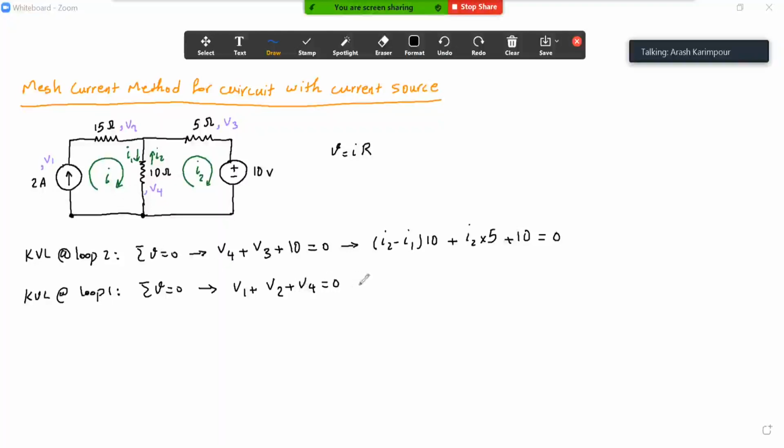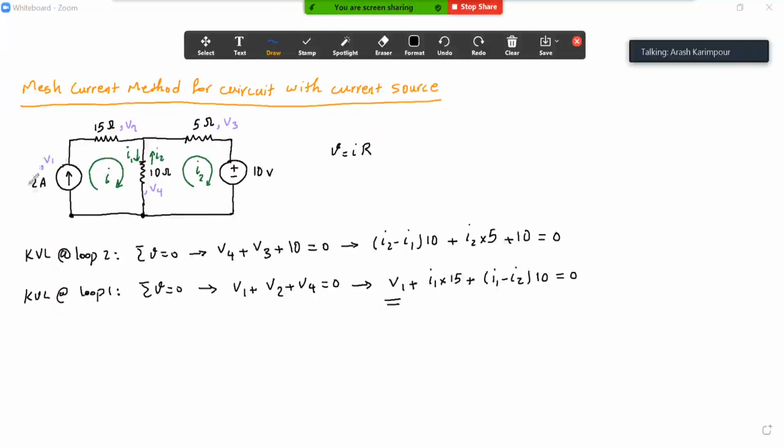The problem here is that I have no way to know the magnitude of V1. I can replace the V2 and V4 with that, so I can say V1 plus, and for V2 I can say it is I1 times 15, and for this one I can say I1 minus I2 times 10 is 0, but I have no way of knowing this V1. So I end up having 2 equations and 3 unknowns: I1, I2, and the voltage in this one.